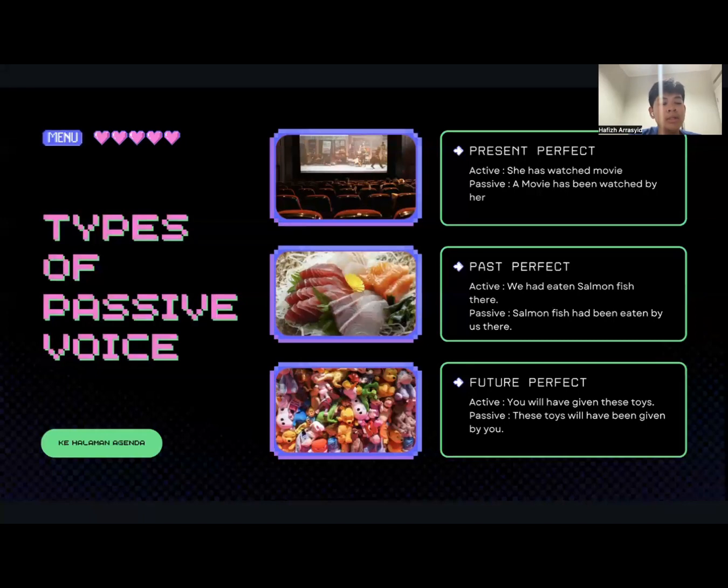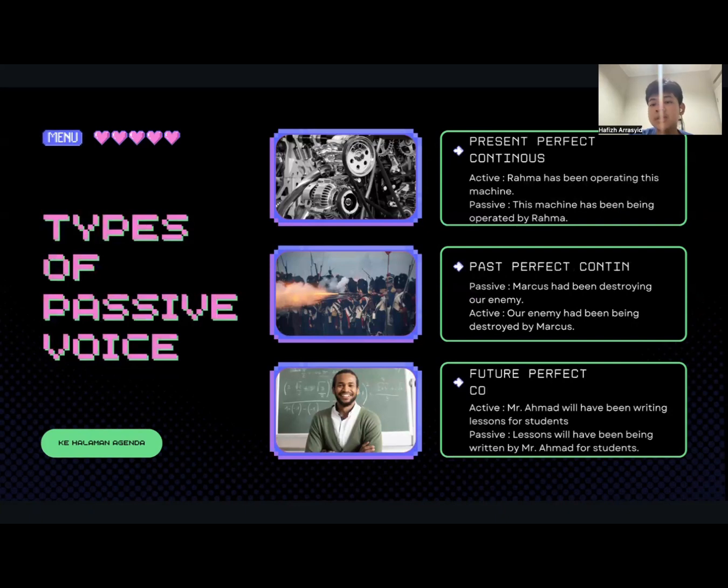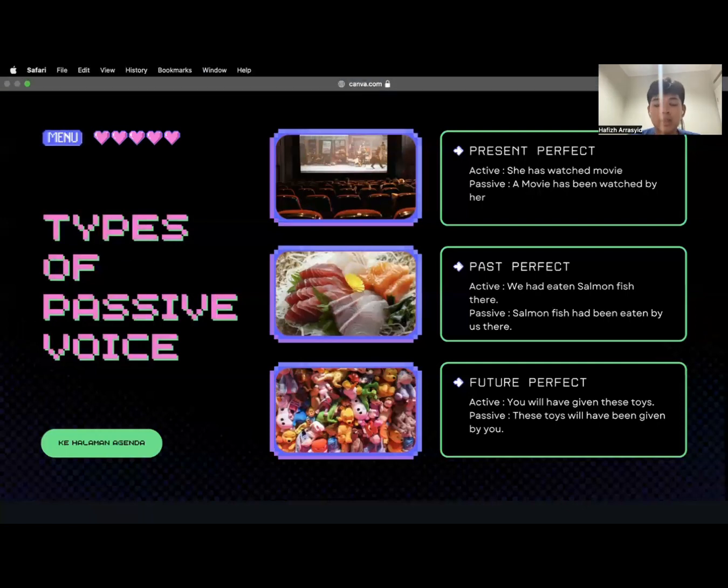So next, on the types of passive voice tenses, there is present perfect tense, past perfect tense, future perfect tense, present perfect continuous tense, past perfect continuous tense, and future perfect continuous tense. So let's start with present perfect tense. For the active example, he has watched a movie. And for a passive example, a movie has been watched by her.